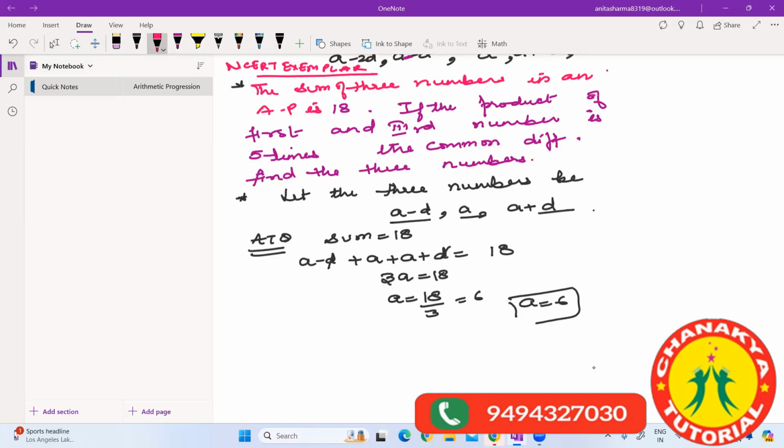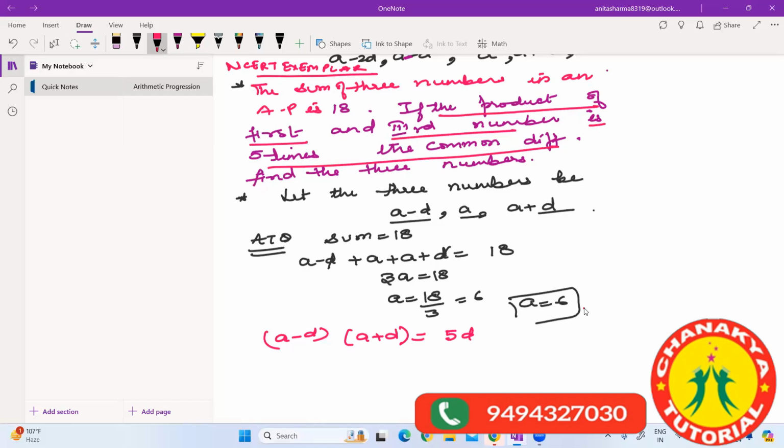Moksha, Pranya, Yes, Siddhishri, ma'am. Ashvi, Yes, ma'am. Aryan. Okay. Sudhamshu, Siddharth, Sumok. Yes, ma'am. Now we have got the value of A as 6. Okay. Now next is, you have given this condition. See second, read the second line. If the product of first and the third number, it means the product of A minus D and A plus D, right, is equal to, is 5 times the common difference. It means 5D. Got it, this thing, beta?